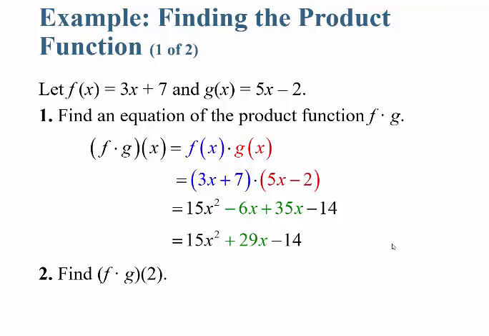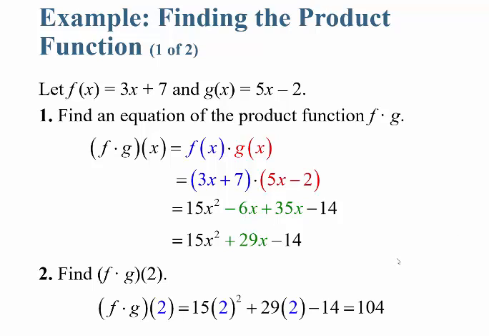Now if I want to find f times g of 2, well, if I know what the function is, I'm just going to straight up plug 2 into that. And when you plug 2 into that algebraic mess there, you get 15 times 2 squared plus 29 times 2 minus 14. And that, when you plug it in your calculator, ends up just being 104.